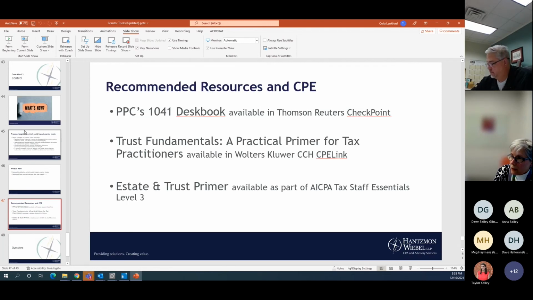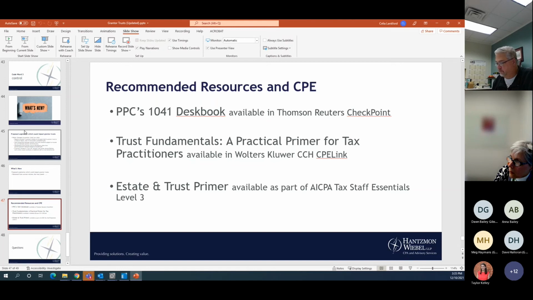If you want to understand more about trusts and how they work, there are 3 good resources that I recommend. The PPC 1041 desk book, and those of us in our office have access to Checkpoint, and this desk book should be available in Checkpoint. It is a very useful reference for the taxation of trusts.